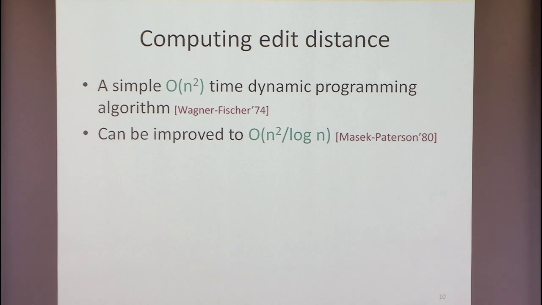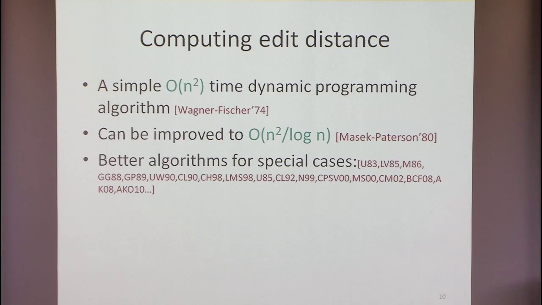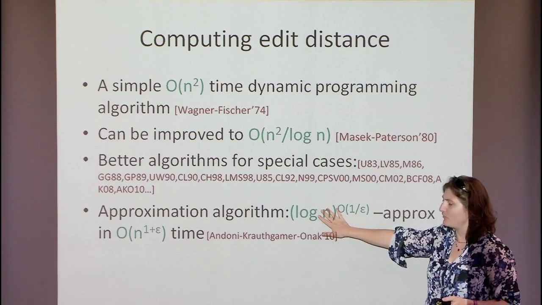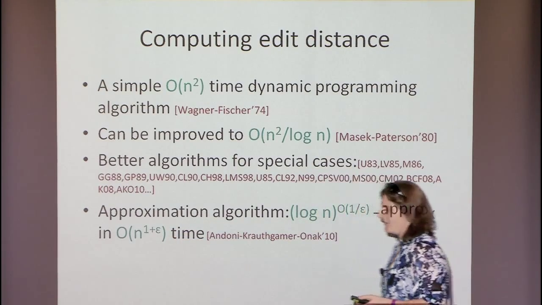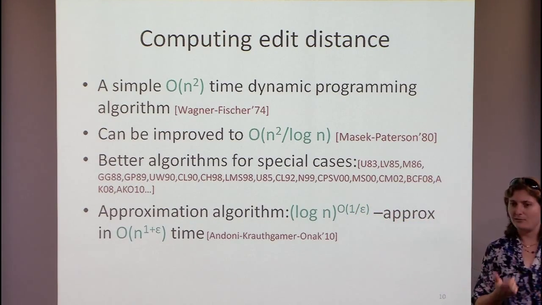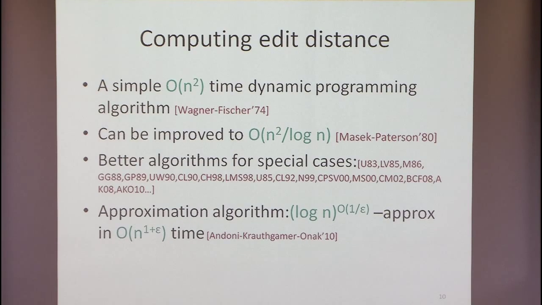Good. Again, we have a dynamic programming algorithm basically following the definition that runs in n squared time. You can, again, improve it by a log factor. And there's thousands of algorithms for special cases. I thank Piotr Indyk for some of these slides. And then there's this very, very intriguing approximation scheme, which gets a polylogarithmic approximation in near linear time, so n to the 1 plus epsilon time. It's not what we really want. We would love to have something that gives you a fixed logarithm or maybe like a 1 plus epsilon approximation, but we don't have any way of ruling this out, and we don't have techniques to do this. Anyway. So that's edit distance.